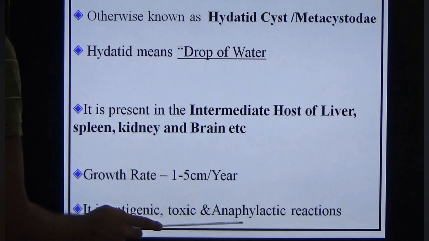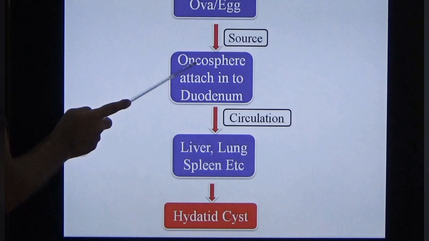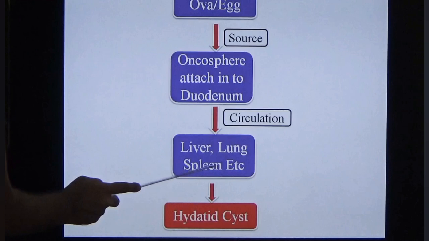Okay, so how is the hydatid cyst produced? First the ova will infect the intermediate host. This ova containing the oncosphere attaches to the duodenum of the intermediate host. Then it comes into the circulation and reaches the viscera like liver, lungs and spleen, etc. That leads to the formation of the hydatid cyst.